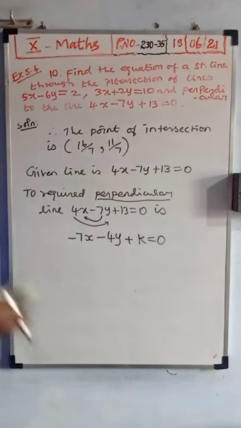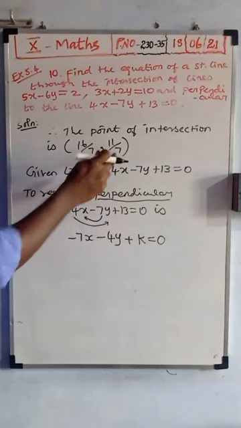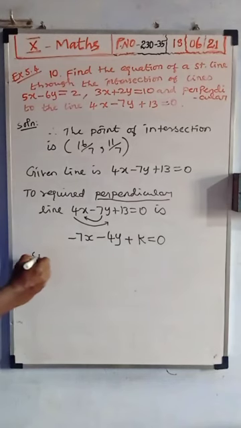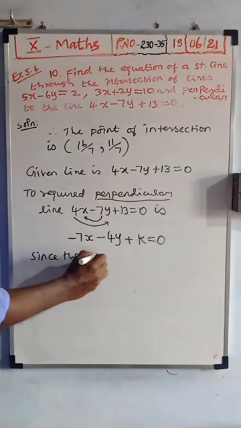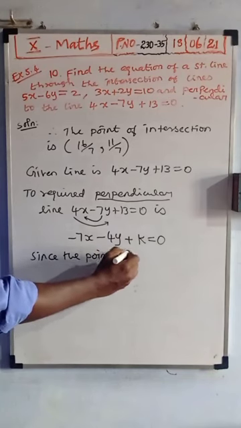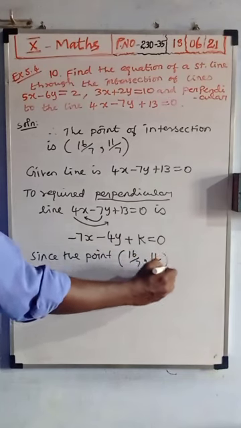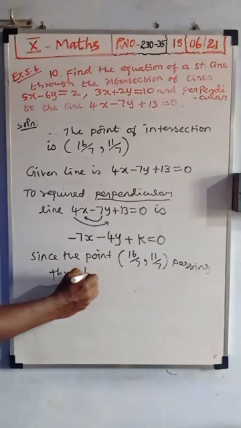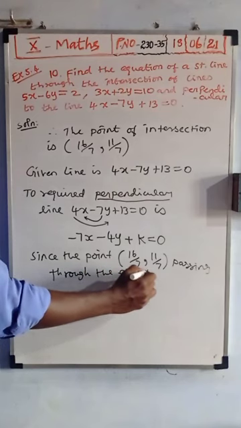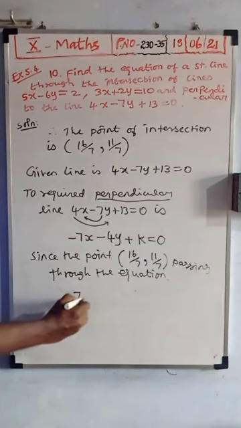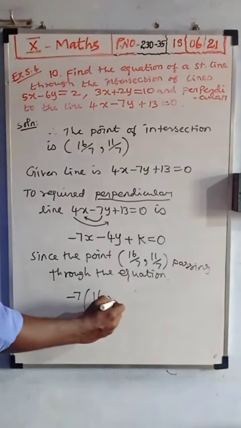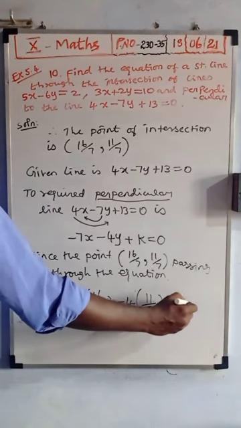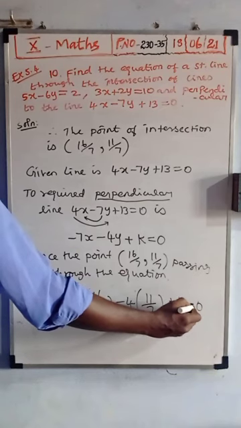Now you should substitute the x and y values. Since the point 16 by 7, 11 by 7 is passing through the line, that means minus 7 of 16 by 7, minus 4 of 11 by 7, plus k is equal to 0. Why am I substituting? Because we want to get the value of k.